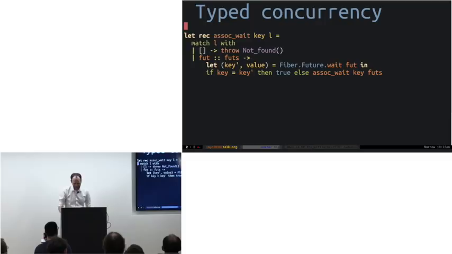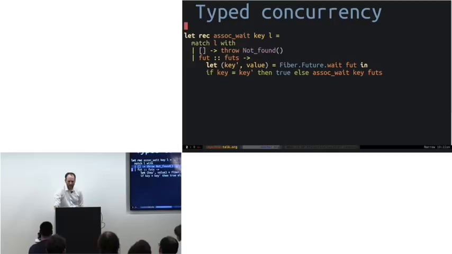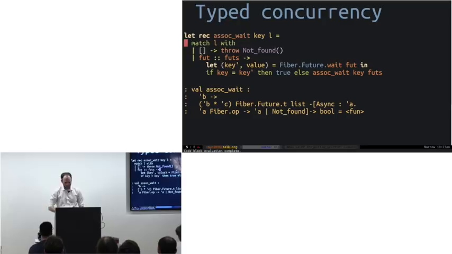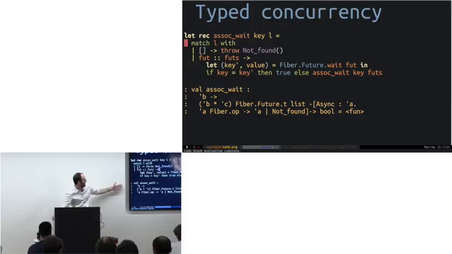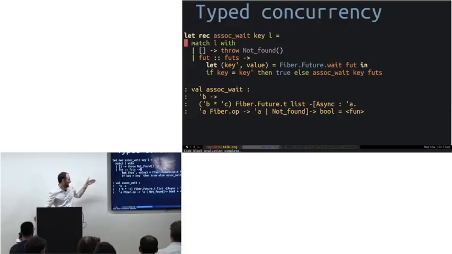And what this is demonstrating is that we can easily mix two different effects together. Because it's quite possible that you're looking for a key that isn't in your list, this function throws one of our effect exceptions when it can't find one. And it's also going to be using Future.wait to wait on things. If we type check that, we can see that it indeed does perform two effects. So it takes a BC fiber future list, and then it performs async operations and not found, and returns bool.